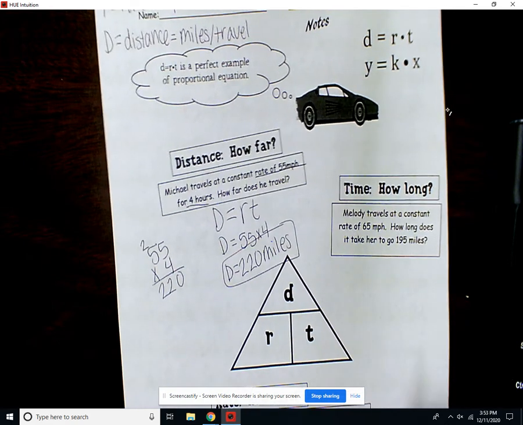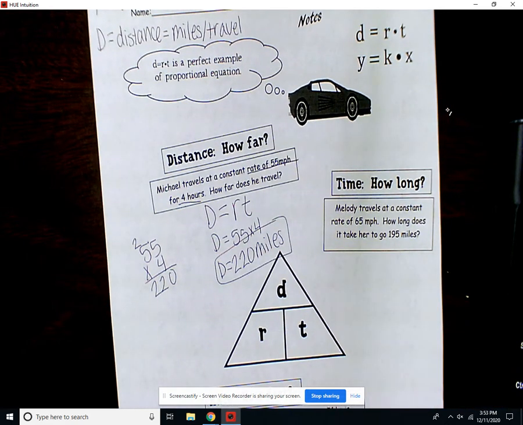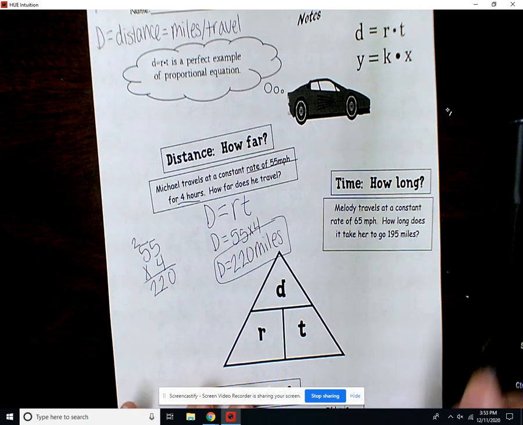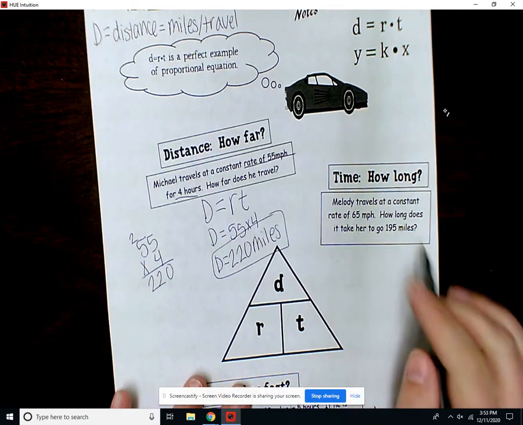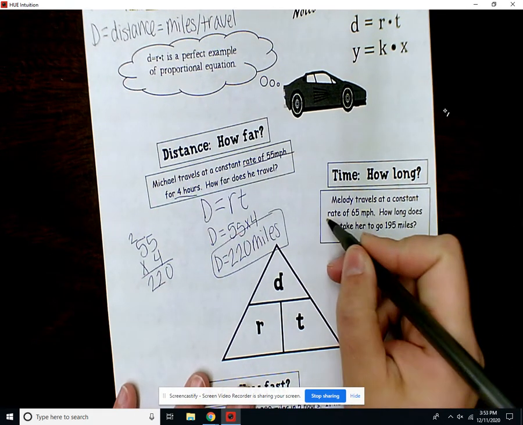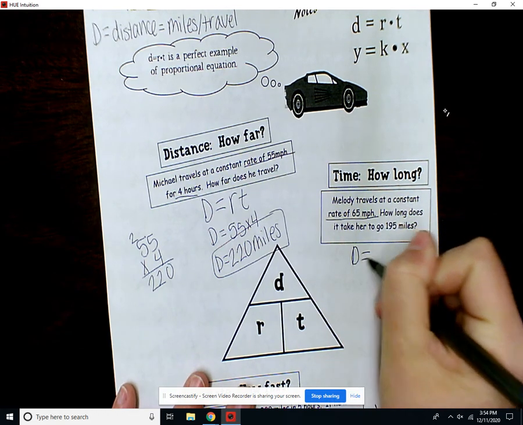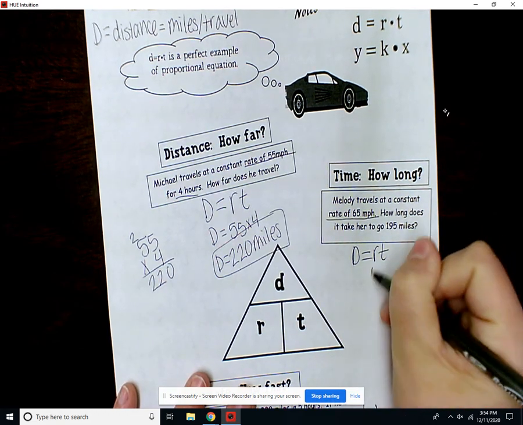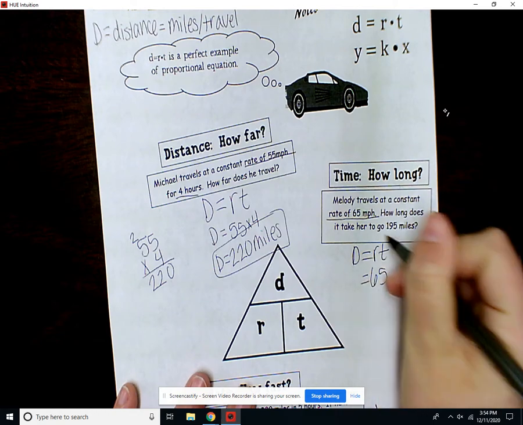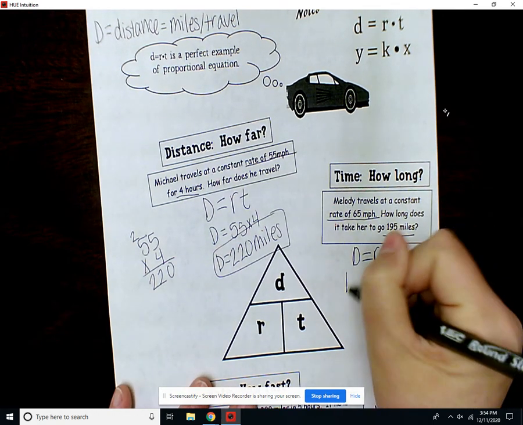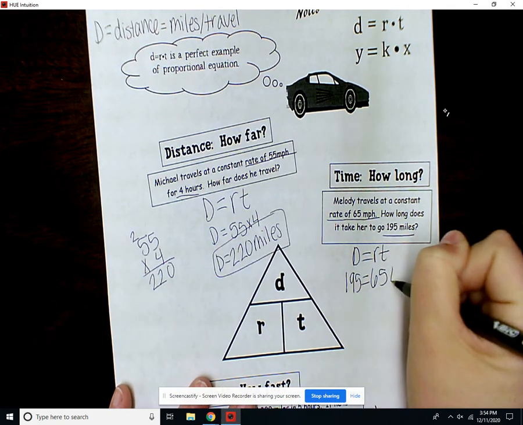Okay, next one. Melody travels at a constant rate of 65 miles per hour. How long does it take her to go 195 miles? So long is talking about time. And if you look, there's no time in the problem. There's no hours. So we have rate is 65. Miles represents distance. So that's our D. So we're looking for our T.